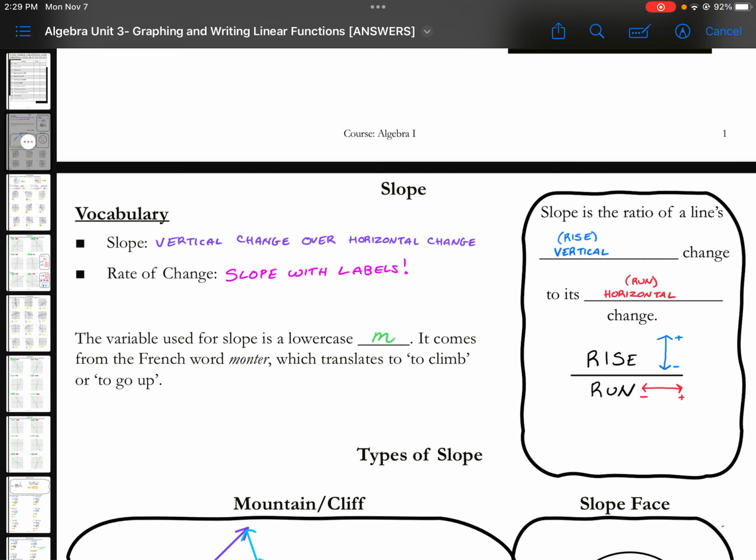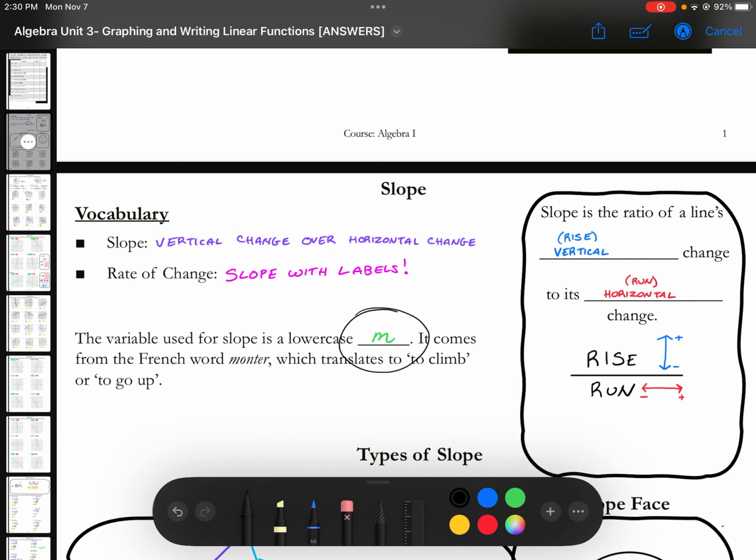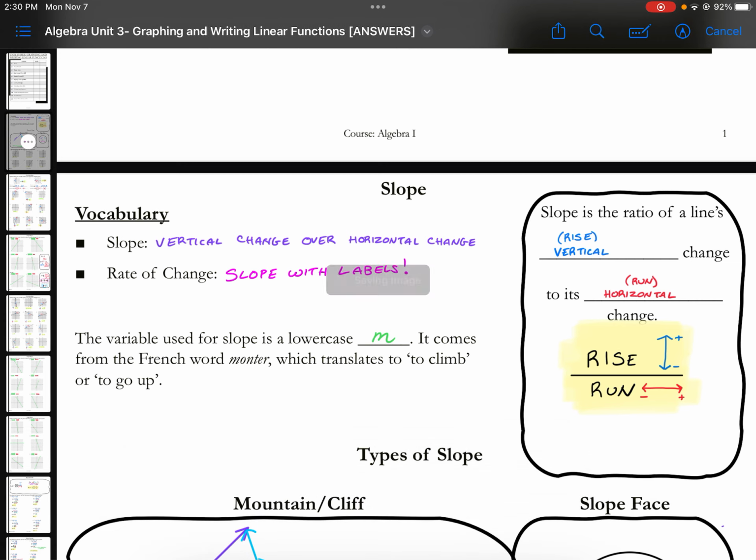So slope, what we're going to be dealing with now is slope. Vertical change over horizontal change, right? The up and down over the left and right. We use the variable m, as you can see here, for slope. And this is super key, the rise over run with the arrows. That's going to be super helpful for when we actually work on identifying slope.